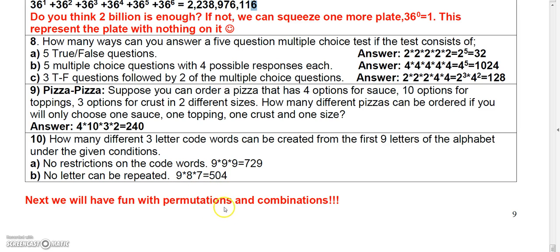Okay, so in the next video, I'm going to show you some examples of permutations and combinations and how they're used to calculate the number of elements in a set.